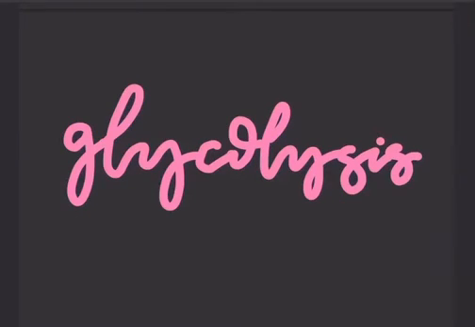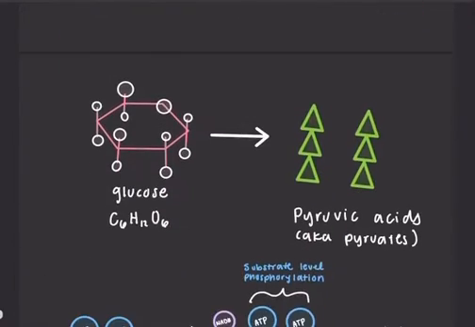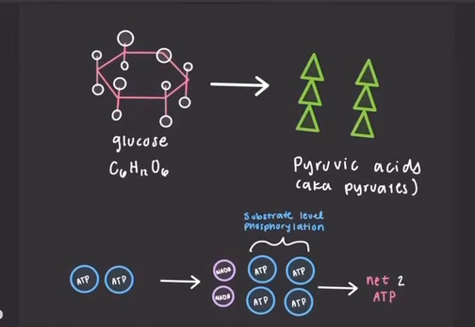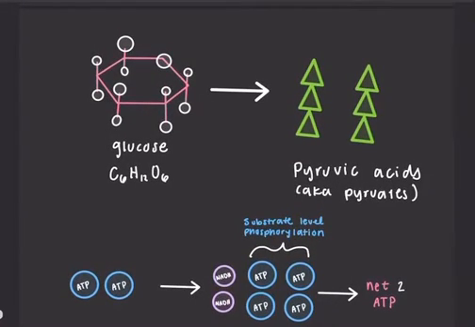Alright, so let's get into glycolysis. Glycolysis is the process in which the glucose molecule is broken down to form two molecules of pyruvic acid. As we can see here, the pyruvate is broken down to form the carbon molecules. So, the two sets of pyruvates left combine with the coenzyme to form acetyl CoA.